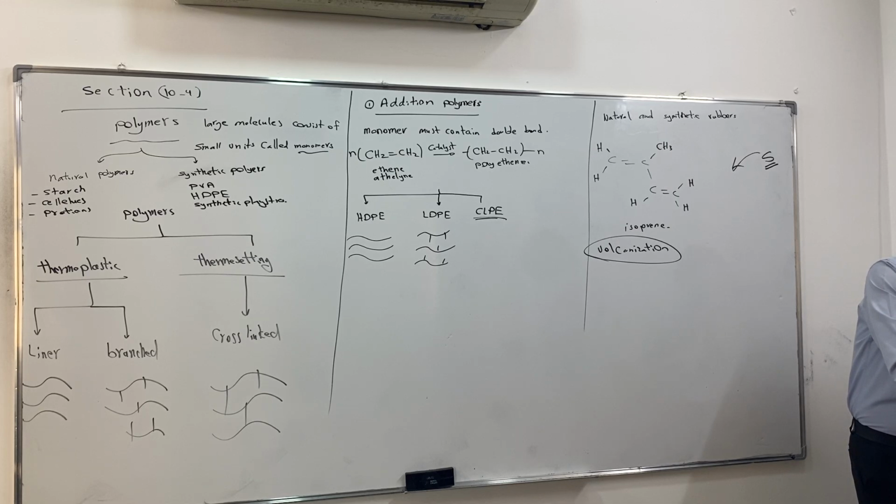Vulcanization enables rubber to be used in a wide variety of products such as rainwear, jackets, and tires.